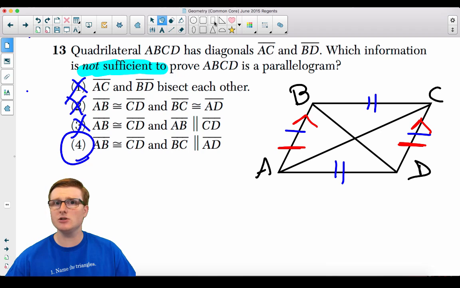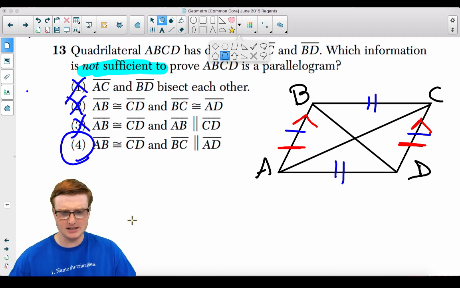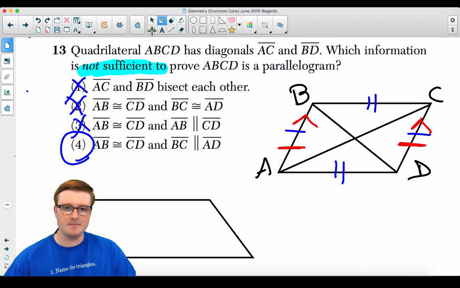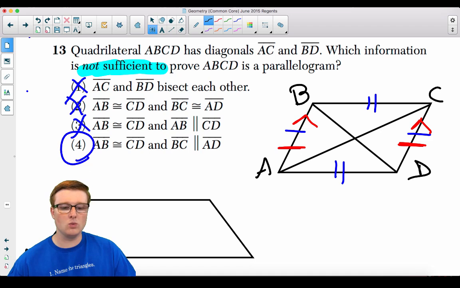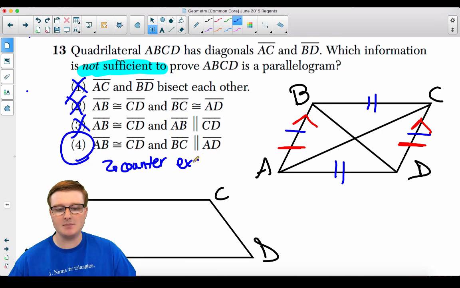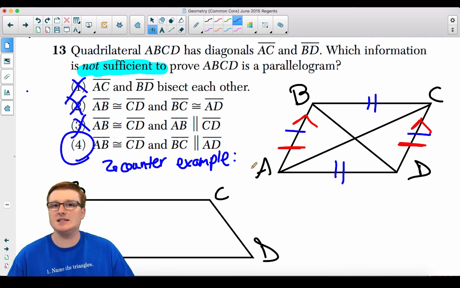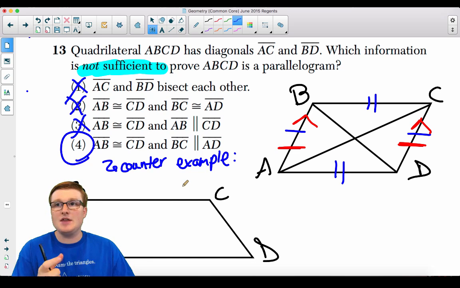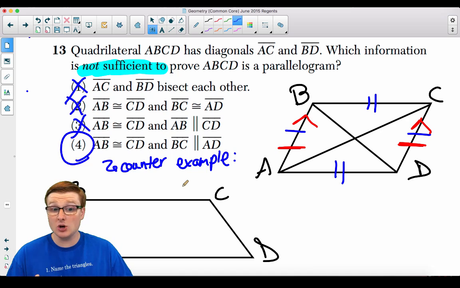And choice 4 is a little tricky to explain, but I will do my best, of course. Now, I just drew what's called an isosceles trapezoid. Choice 4 shows what's called a counterexample. And a counterexample is just a different quadrilateral that has the exact same properties as what's described. So I just drew an isosceles trapezoid. By definition, an isosceles trapezoid, their bases are parallel and their legs are congruent.